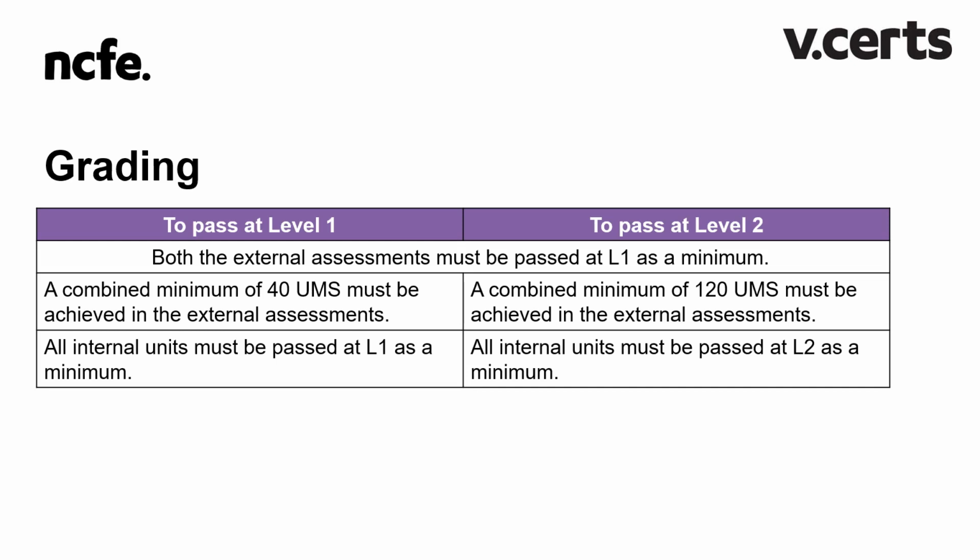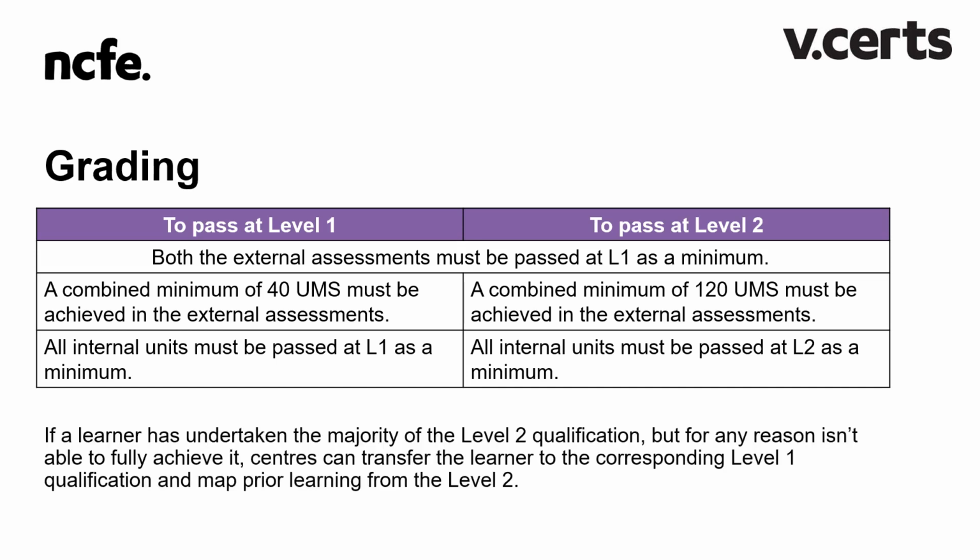If a learner is on the Level 2 qualification, then all the internal units must be passed at Level 2 as a minimum, and if a learner is on the Level 1 qualification, then all the internal units must be passed at Level 1 as a minimum. If it appears that a learner isn't going to achieve this, then they can be placed on the Level 1 qualification and all the work completed at Level 2 by the learner can just be mapped to the Level 1 qualification, so no additional work is required.